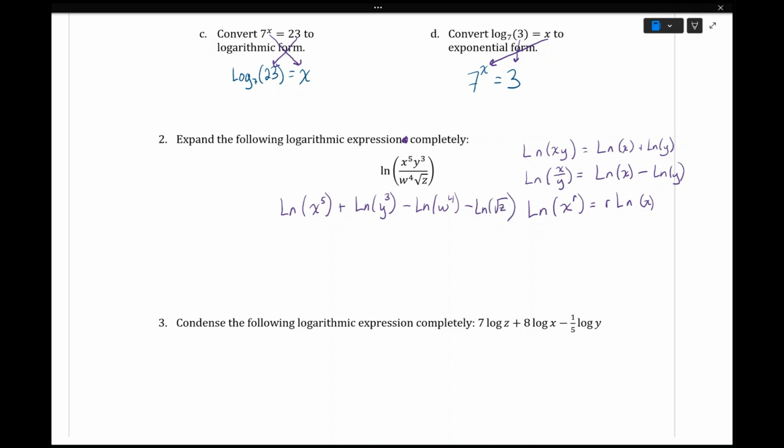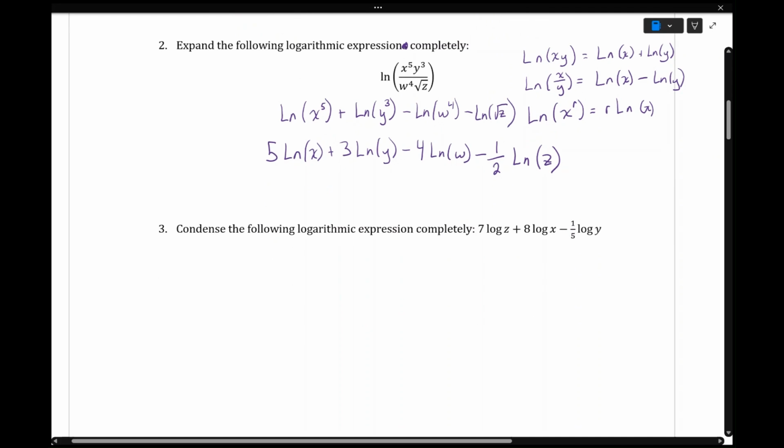Now, we're almost there. If we want to expand it completely, I need to take off those powers from the inside. So this becomes 5 natural log of x plus 3 natural log of y minus 4 natural log of w. Now, how do we get rid of the square root? Remember that a square root is the same as a 1/2 power. So this is minus 1/2 natural log of z.